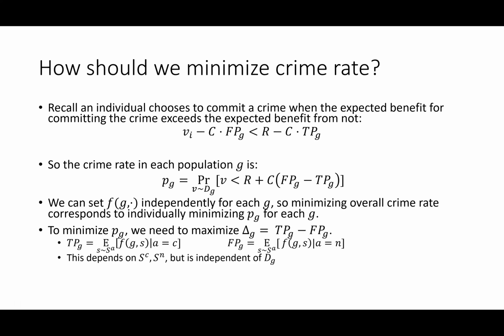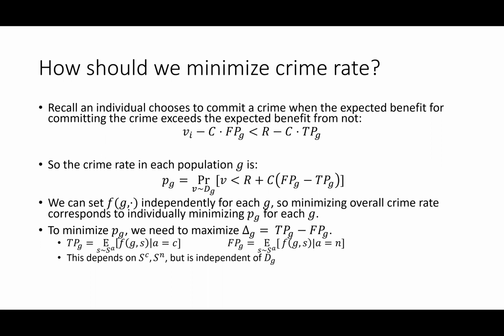Okay, and so we can sort of say, here's the crime rate. It's the probability that a random person from group G has an outside option value that is less than this critical threshold. We can't control R or C, but we can control the false positive rate and the true positive rate of this classifier here. If we want to minimize the chance that the outside option value of a random individual is below this threshold on the right-hand side, what we want to do is minimize the right-hand side.